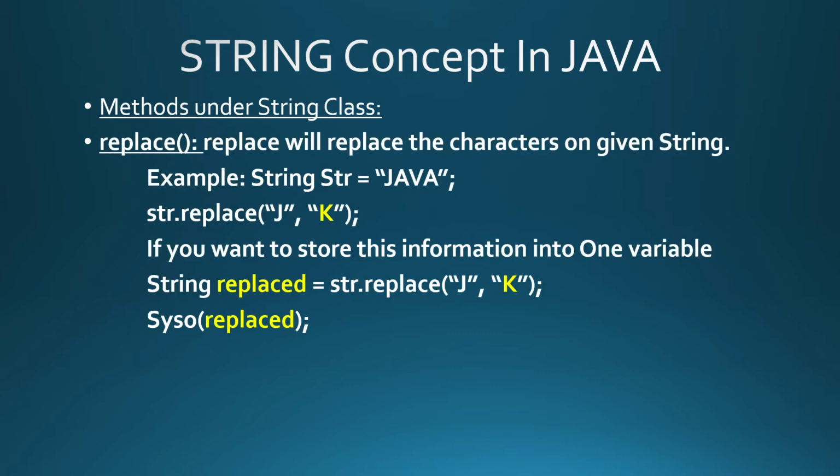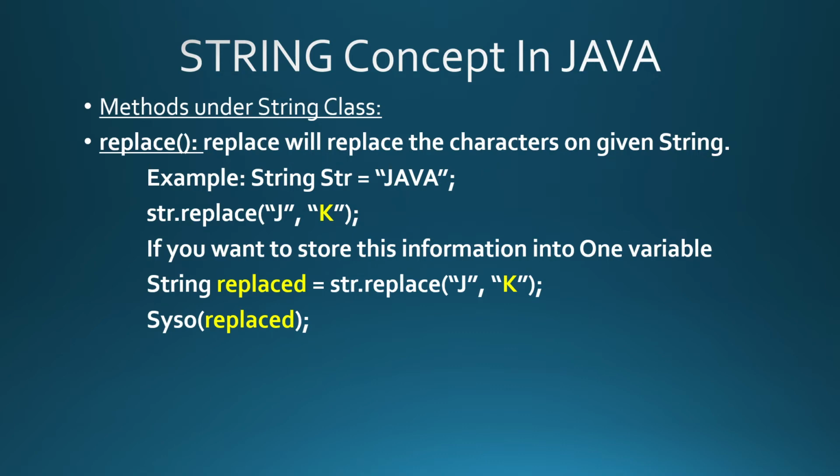Okay, so the next method here is the replace method. So what does this replace method do? The replace method will replace the characters in the given string. For example, you can see here String str equals "Java" within the double quotes. This is also with the help of the string literal concept. I created one string, that is String str equals Java.